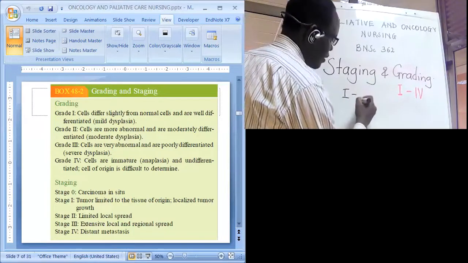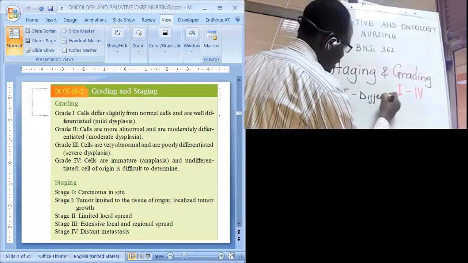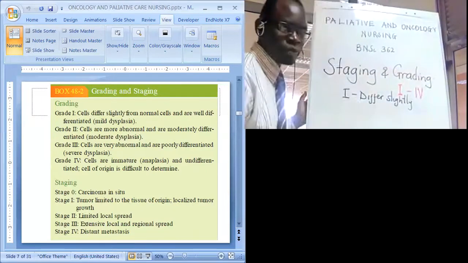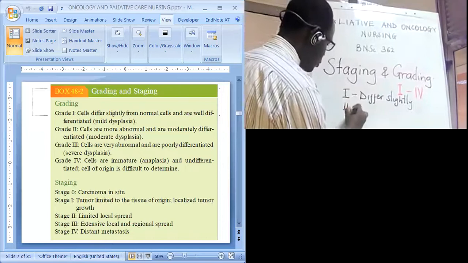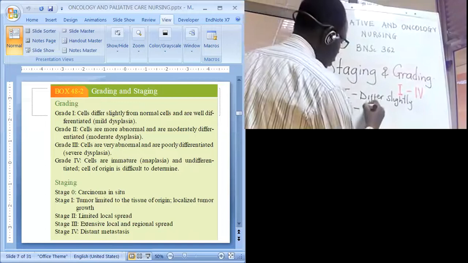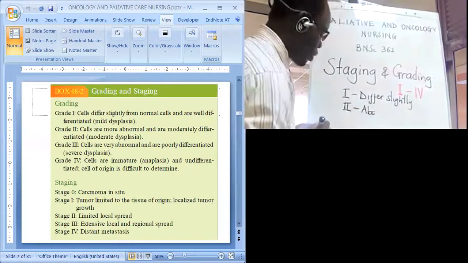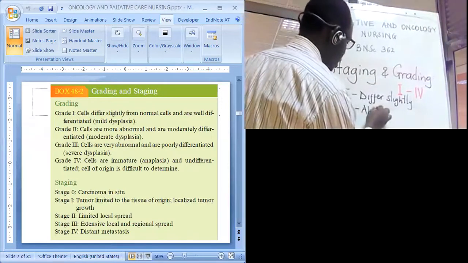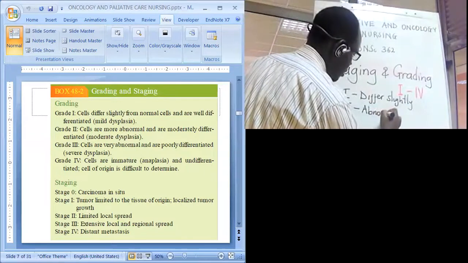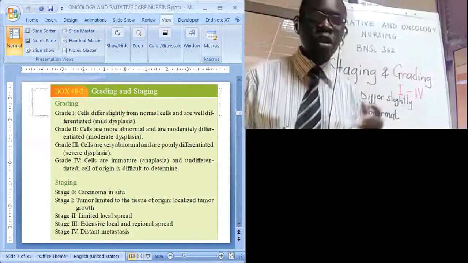So we are saying with grade 1, they differ slightly from the normal cells. With grade 2, we are saying they are continuing to be abnormal. However, they are moderately differentiated. You still remember what I told you about differentiation.